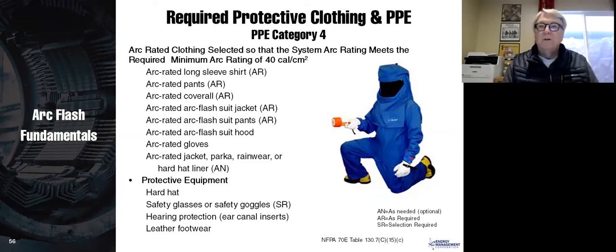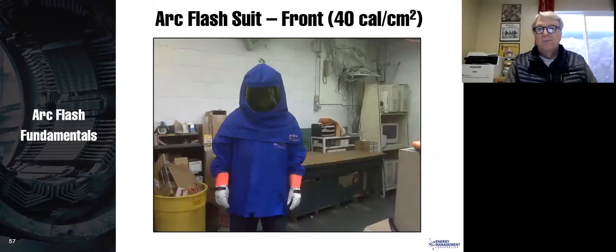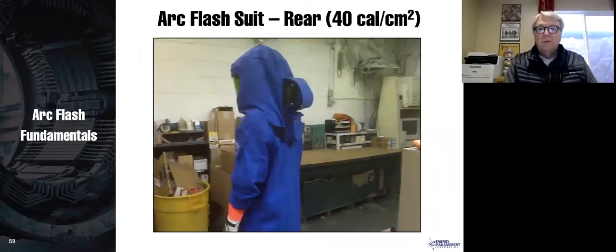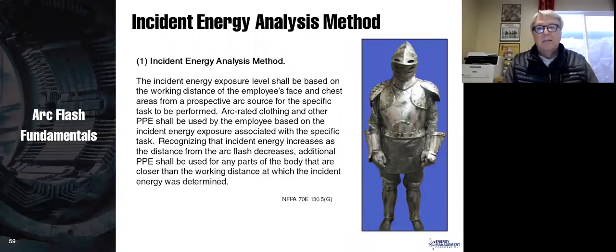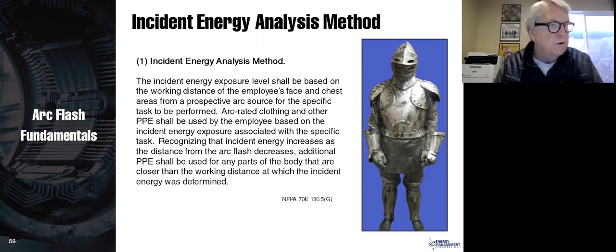Now, what if it's over 40 calories? What if it's 40.1 calories? The answer is you can't work on it. Here's an arc flash suit, and there's a fan that you can get for that arc flash suit that'll make it slightly more comfortable. Next is the incident energy analysis method. This is the new method. I think this new method, they recognize some of the shortcomings of the old method, and therefore they introduced the new method.